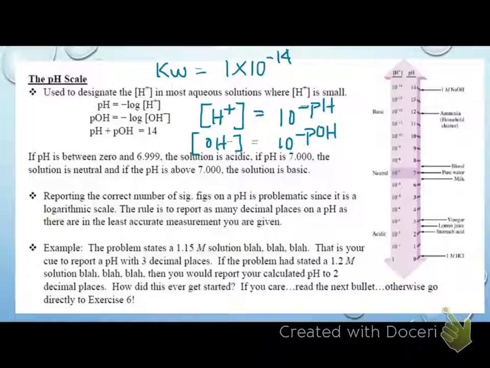Okay. Here's a scale, showing you some everyday things that you're used to looking around your world, and some of their pHs. Vinegar, which is acetic acid, very dilute, is a pH of 3. Your stomach acid would be a pH of 2. 1 molar HCl is a 0.